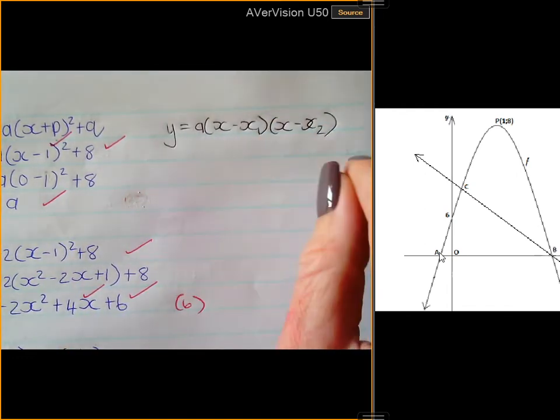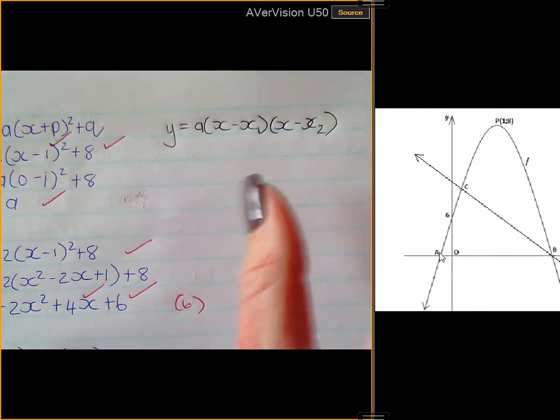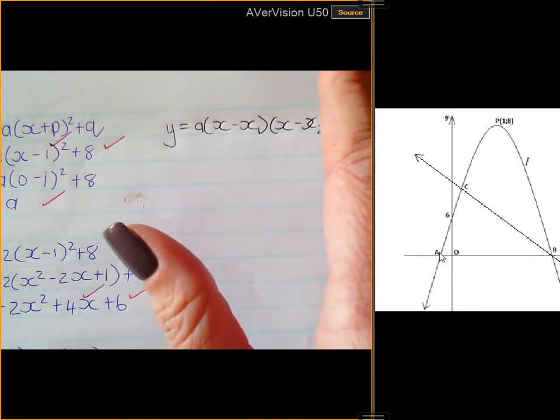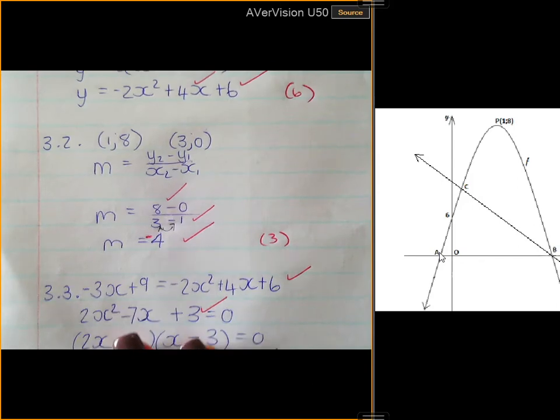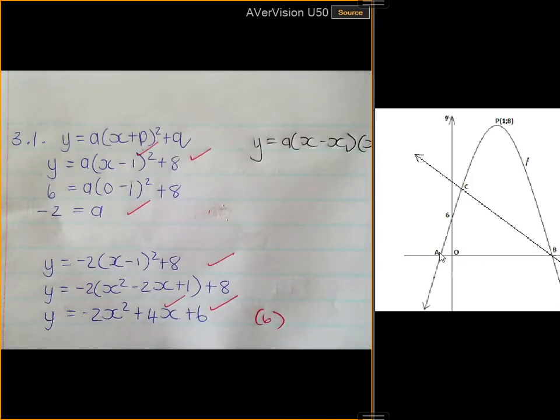If you did that, you must just tell me from the axis of symmetry or from the graph I counted, just indicate that you got a to be negative 1 in a specific way. Don't just substitute it when it's not given. You have to show how you get it, or explain how you got it. Okay, so that was that one, 6 marks.